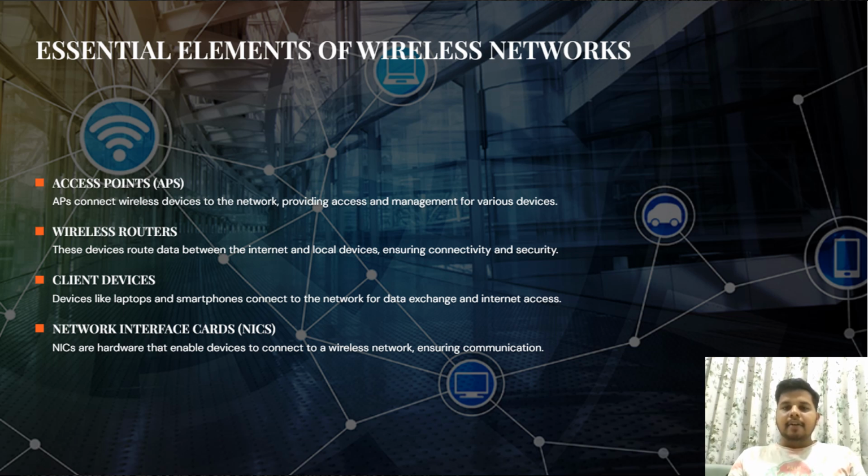SSID identifies the network name that devices connect to, while security protocols like WPA2 or WPA3 ensure data protection and restrict unauthorized access. Lastly, the IP addressing and DHCP service handle identification and automatic assignment of addresses to each connected device. Together, these components form the foundation of a functional and secure wireless network.